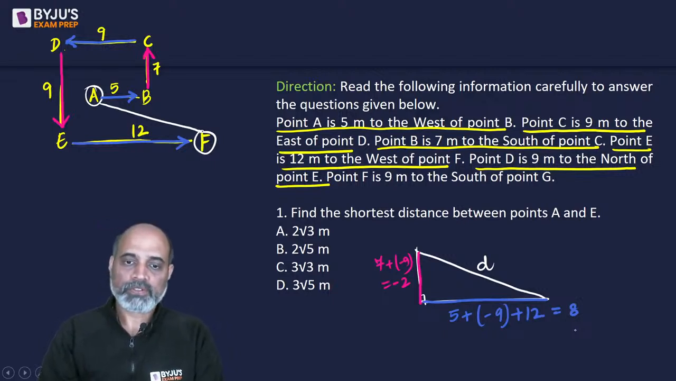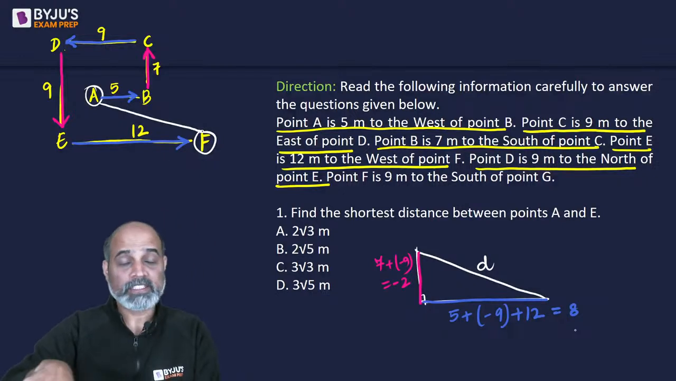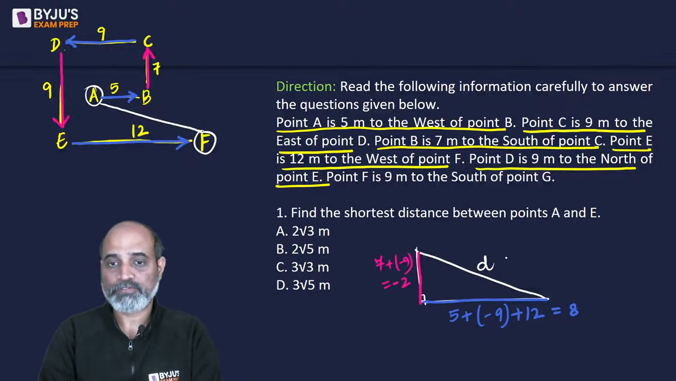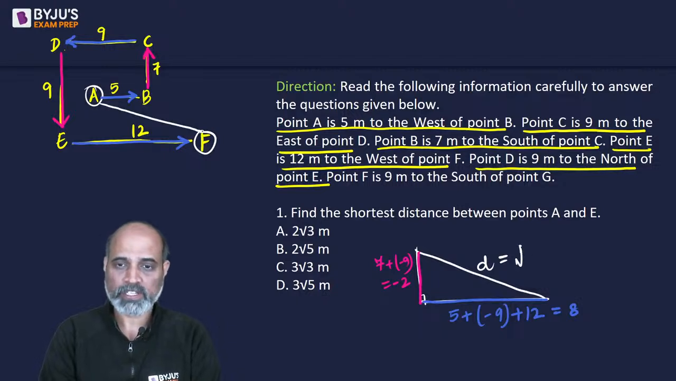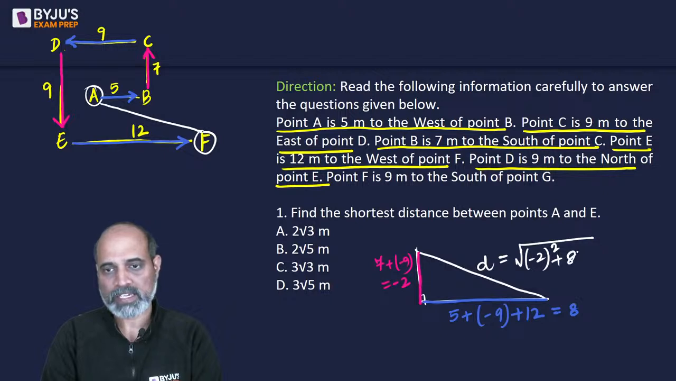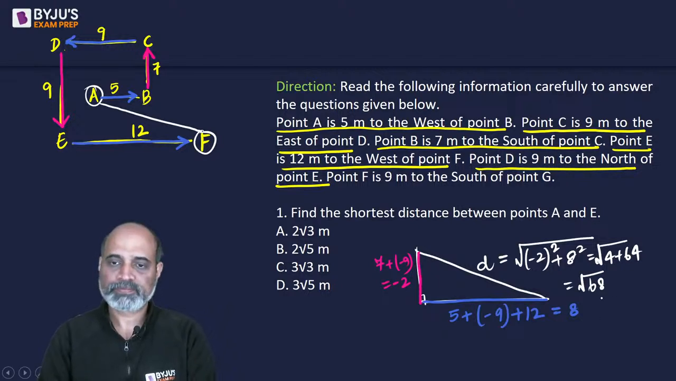So the shortest distance between A and F will be the hypotenuse of this right angle triangle, which we can solve using Pythagoras theorem, which is going to be (-2) squared plus 8 squared. So this is going to be under root 4 plus 64, which is going to be under root 68.